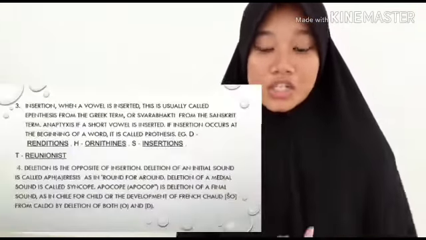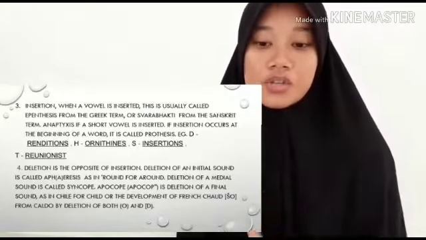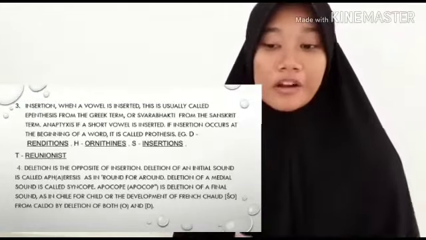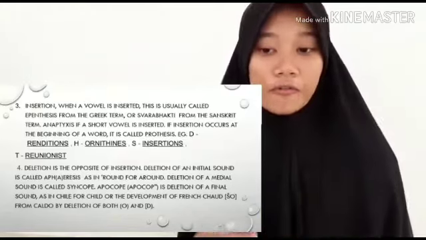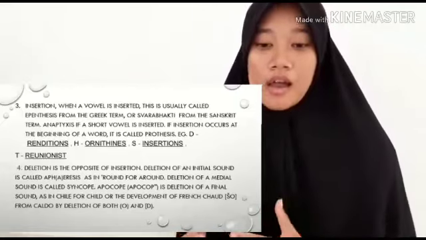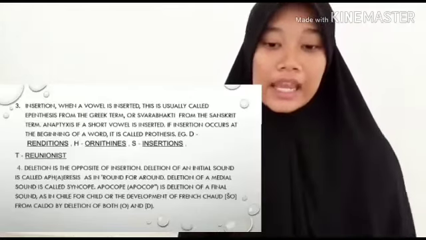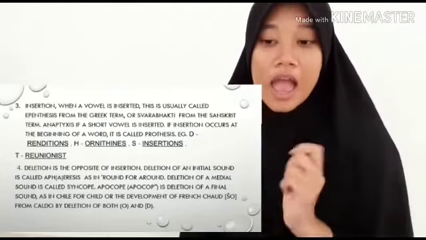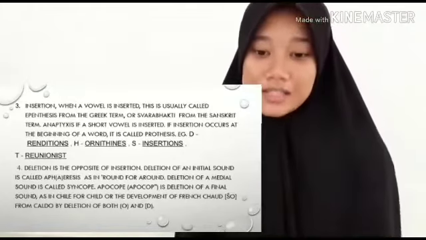And the next is insertion. When a vowel is inserted, this is usually called epenthesis from the Greek term, or svarabhakti from the Sanskrit term. Anaptyxis is when a short vowel is inserted. If insertion occurs at the beginning of a word, it is called prothesis. Examples are D in rendition, H in orthogenous, and T in reunions.